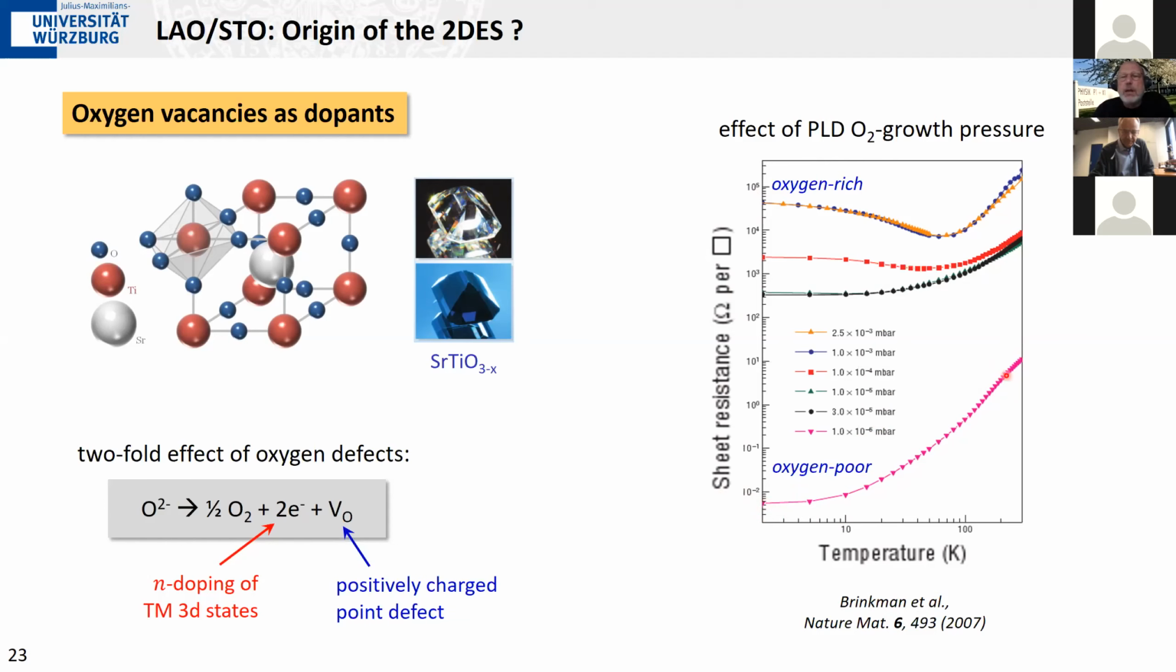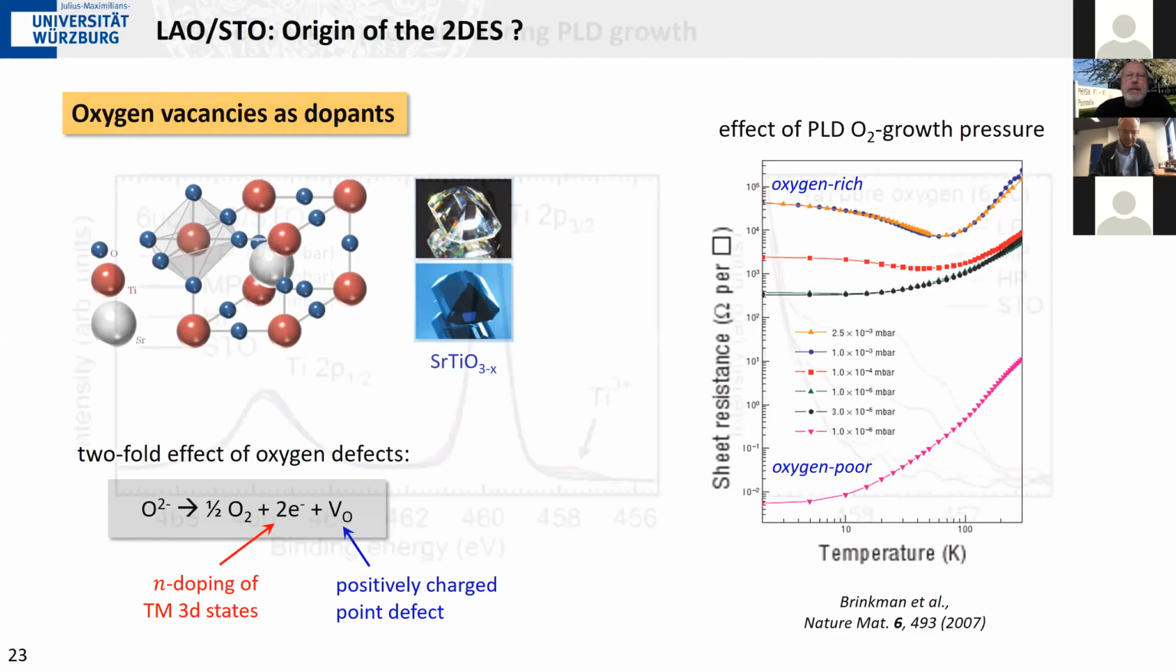the system. And as you go to oxygen-rich conditions, which lead to a more stoichiometric behavior of the STO, you see this strong increase in resistivity and resistance by orders of magnitude, and also here this little increase here that has been interpreted in terms of Kondo type behavior.